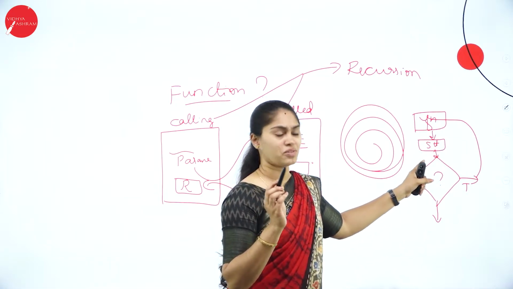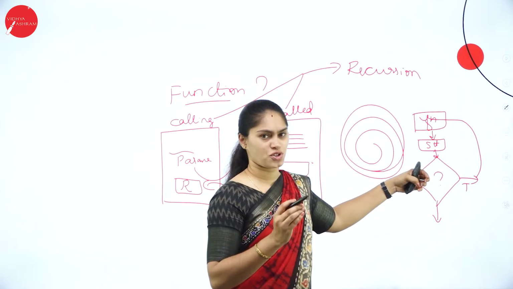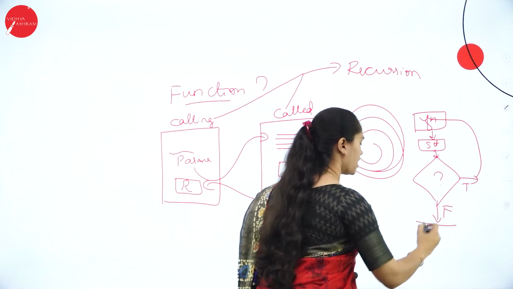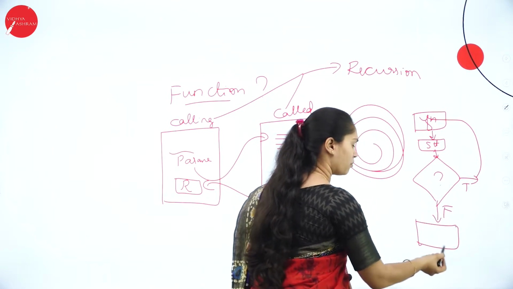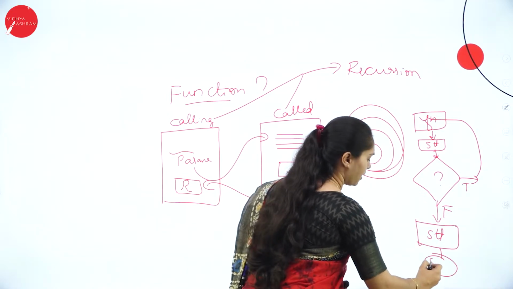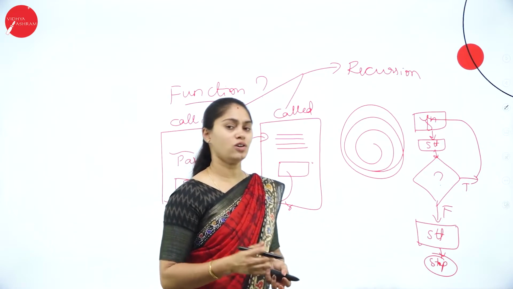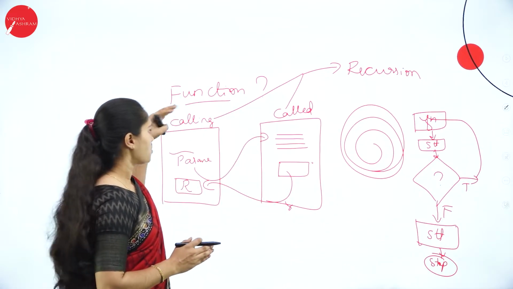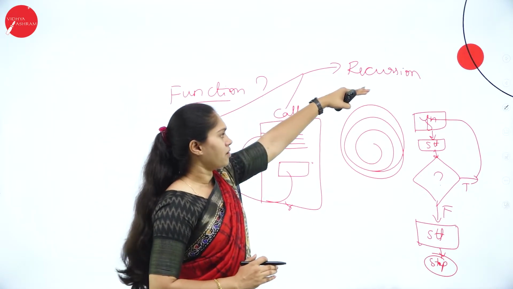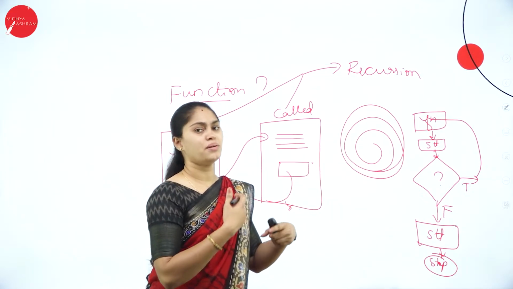But you have to remember one thing: it can't be a continuous loop. At one point or another, it has to stop. For that reason, we have to take one more condition, that is false. When the condition becomes false, it will come out of the loop, and whatever further statements we have will be executed, and at last we have a stop. This is how a recursive function works. So you got to know, right? The calling function and called function are merged together, and that is considered recursion. It is like a loop, calling a function by itself.